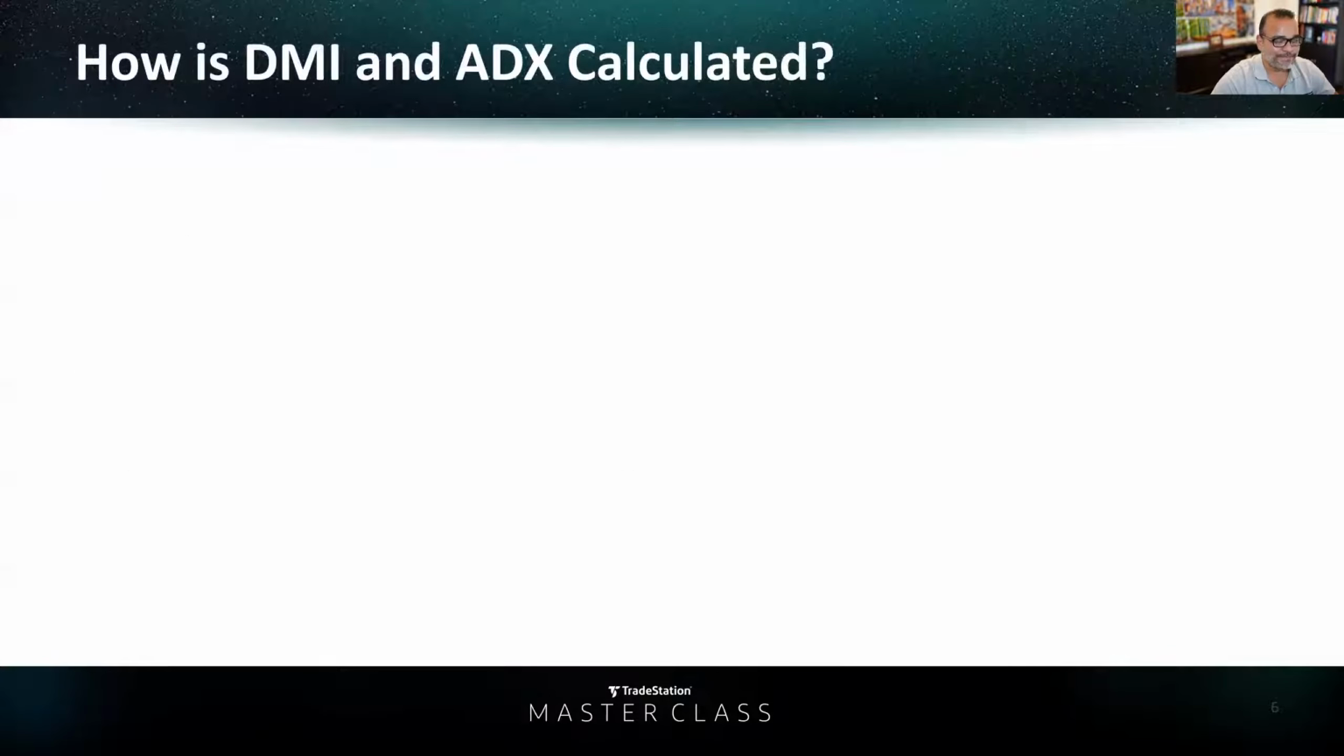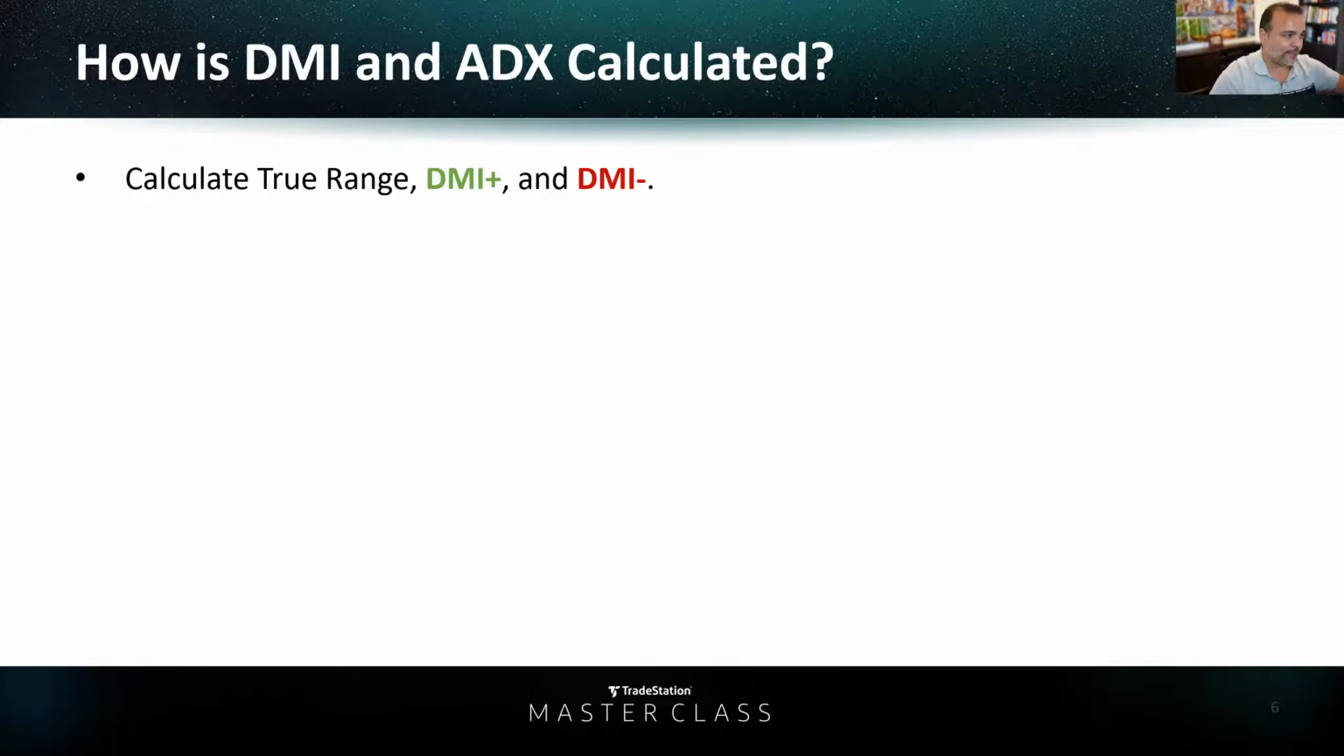And that's it. Let's talk about the calculations, a little bit of math. I'm not going to bring out the math textbook, but it's important that we know where these values are calculated from. For the DMI and ADX, we need to calculate true range. We need to calculate DMI plus and DMI minus.